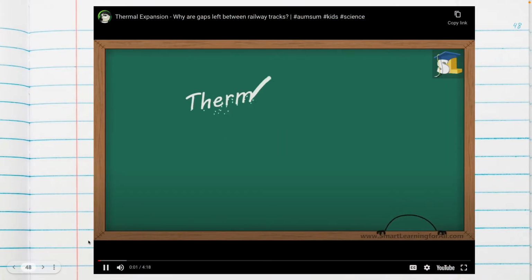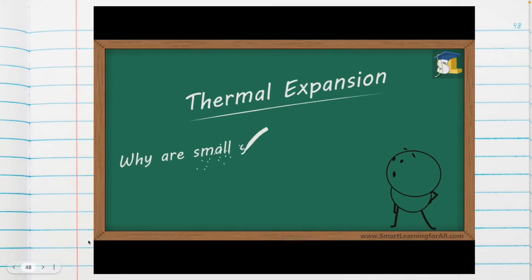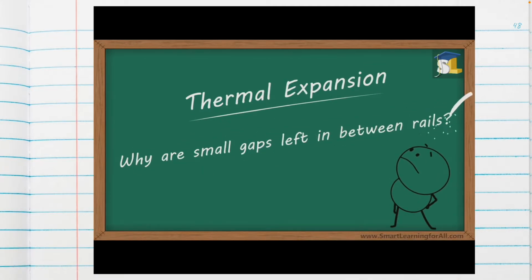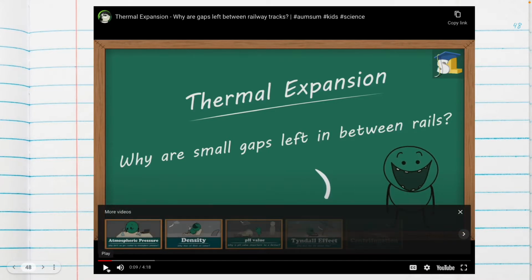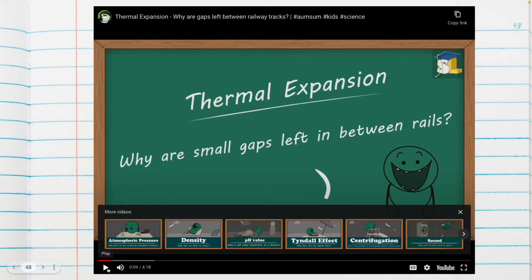Topic: thermal expansion. Why are small gaps left in between rails? Don't know the answer? No worries. We shall find the solution. Now this video has to do with railroad tracks. If you have ever noticed before, they are not solid. It's not one whole continuous rail. There are actually little gaps that are left in those rails.